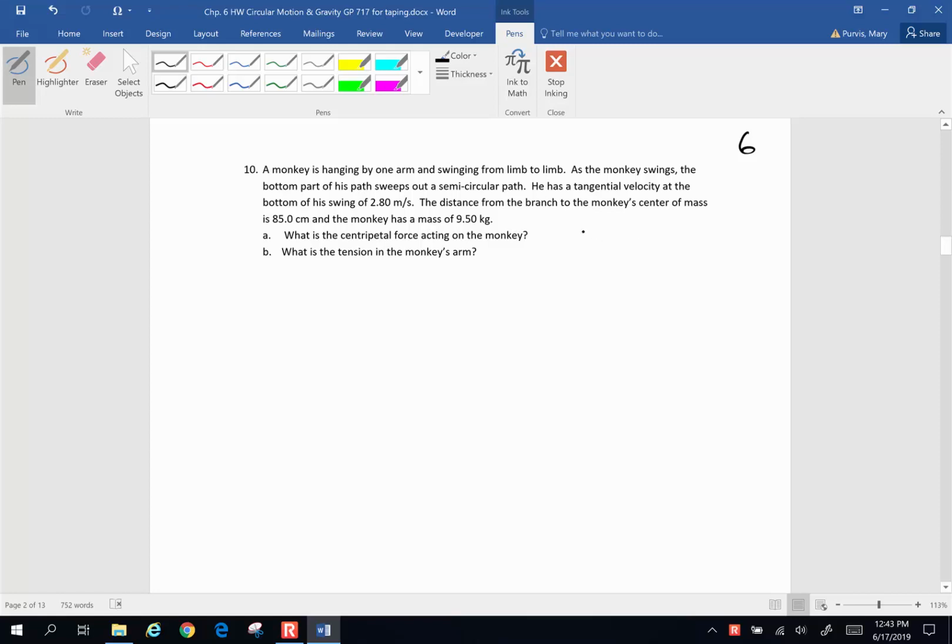So here's the circular path. Here is our monkey's arm, and here is his body. Okay, not the best monkey body you ever saw. And here are his little legs. There we go. And we'll give him little monkey ears. There he is. Okay. He has a tangential velocity of 2.8 meters per second.